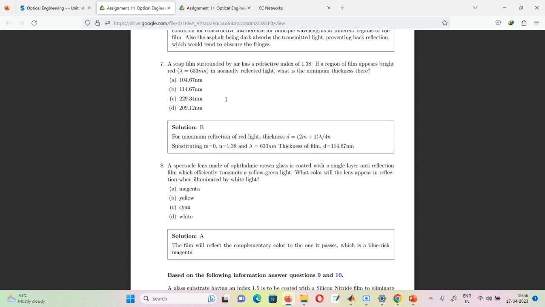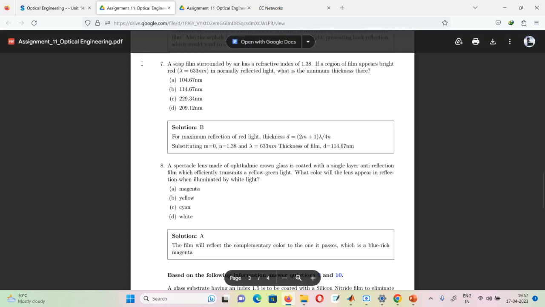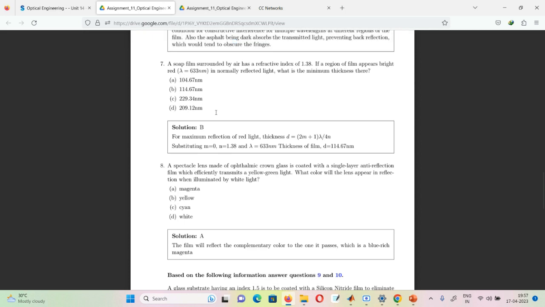Now you have to see that if in your path difference you add an extra lambda, it is not going to have any effect. It will give the similar condition. Correct? So actually you can add an extra lambda in the thickness. I'm just giving an example: even if you add a lambda by 2 there, it will give an extra path difference of lambda, because it is a reflective thing that is happening.